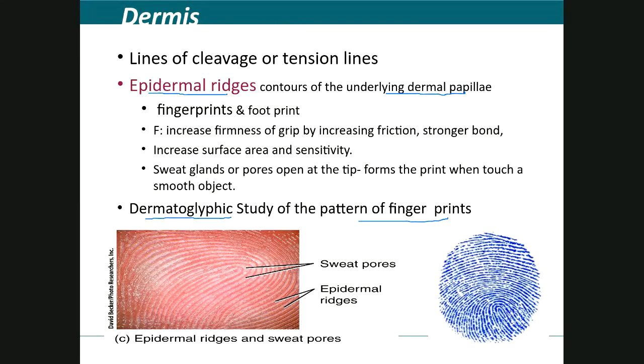This is a close-up of one of the tufts or the fingerprint itself. There are little sweat pores here, and we see these epidermal ridges. This is what gives us our fingerprints, okay? And there's a function for this. It gives us grip strength when we lift something and increases the surface area for sensitivity. As you know, touching things with the tips of your fingers, you're very sensitive. And the sweat glands within the tips of the fingers give us the fingerprint when we touch something.